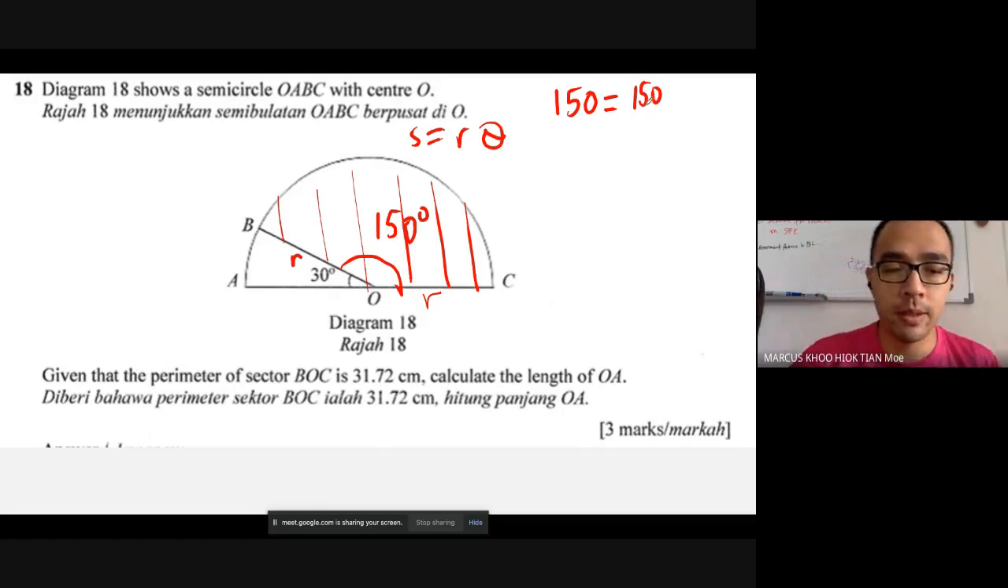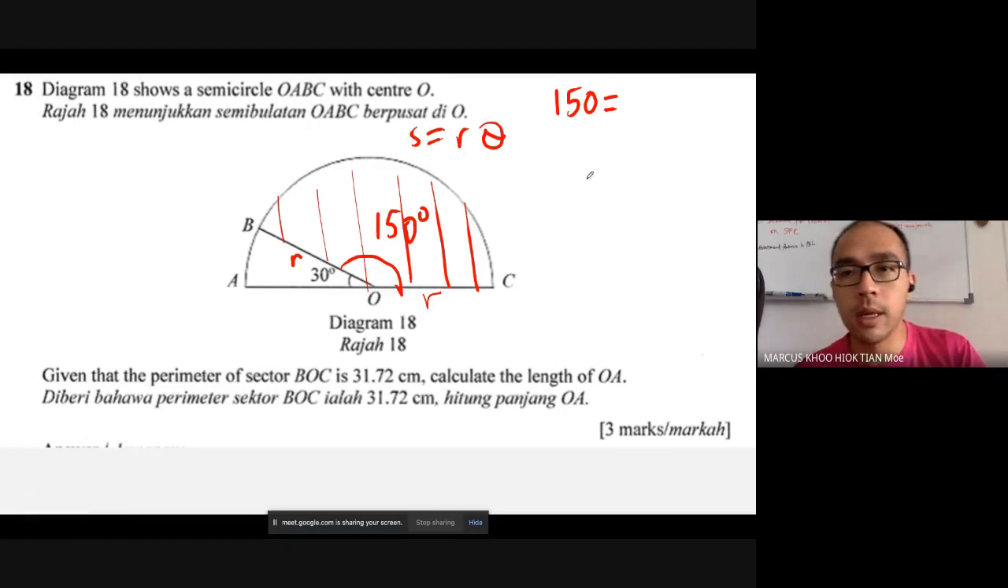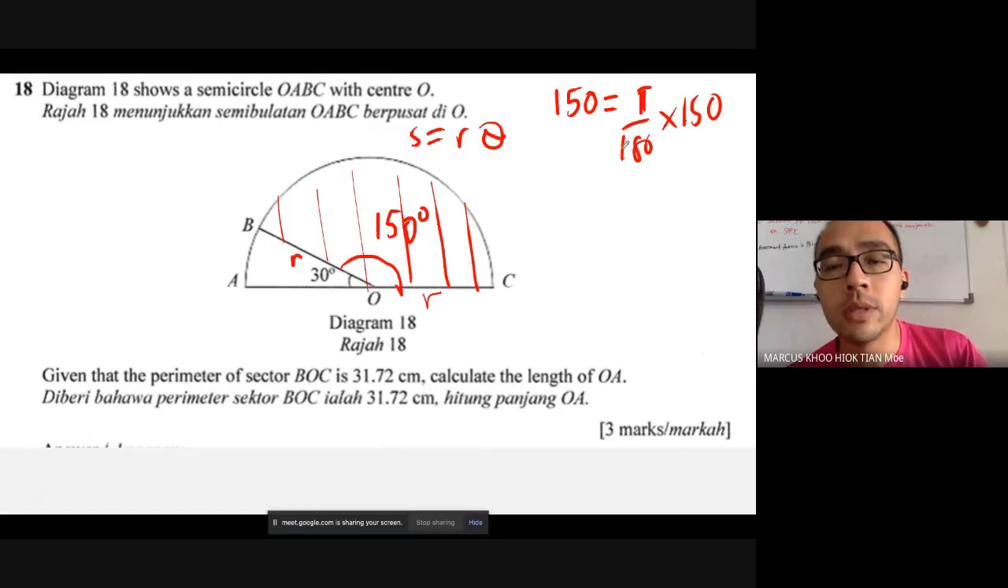Oh, sorry, my mistake, not one. I mean, usually we don't put the 150 first, right? We put pi first, right? Okay. Pi over 180 times 150. Now, just to remind you, how to change from degree to radian.